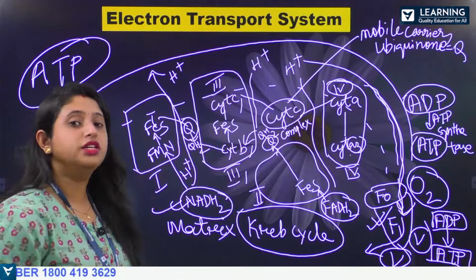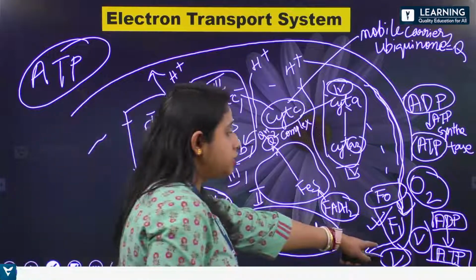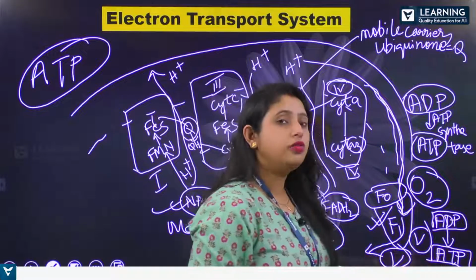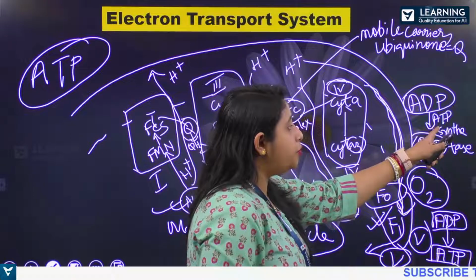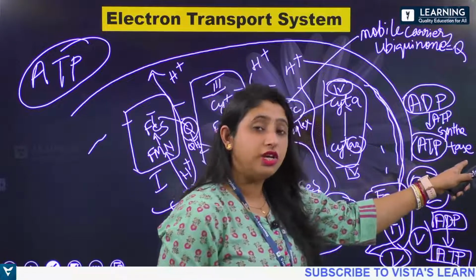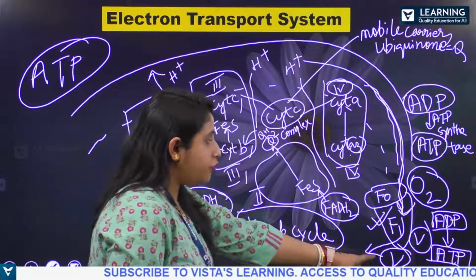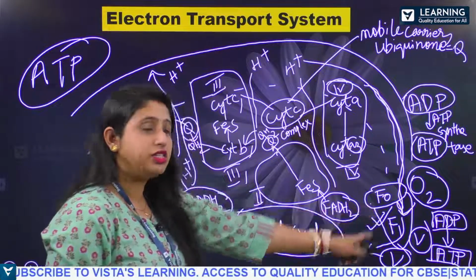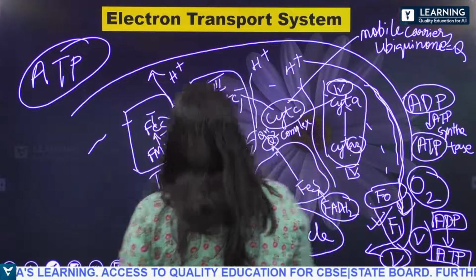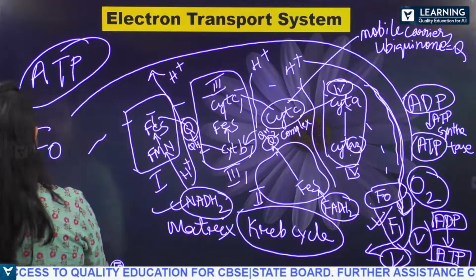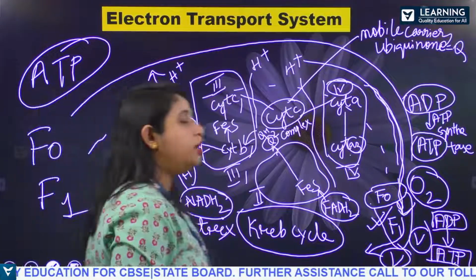Now what happens in complex number 5? In complex number 5, ADP is converted into ATP with the help of the enzyme ATP synthase. So ATP is finally synthesized in complex number 5. Then what are the two particles present in complex number 5? The two particles present are the F0 particle and the F1 particle.